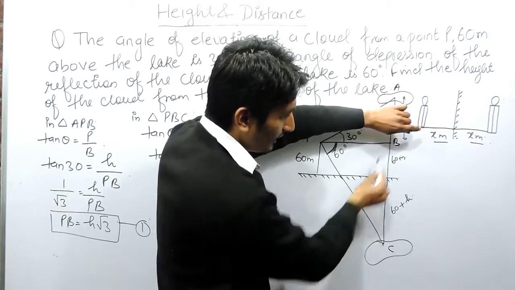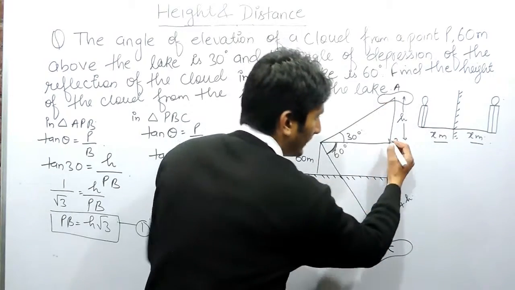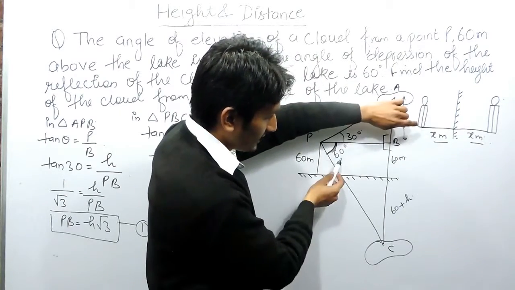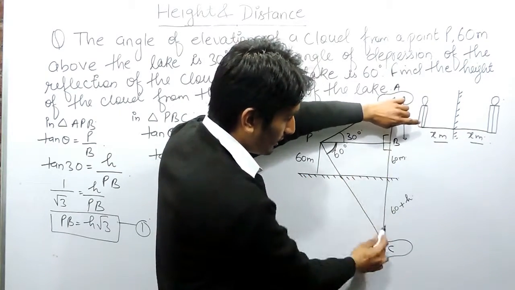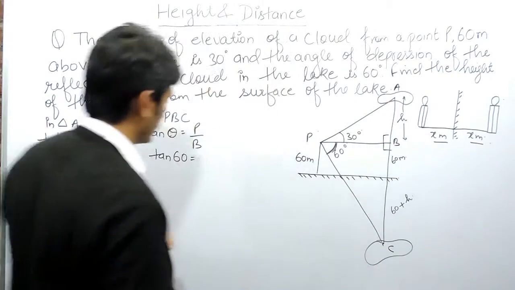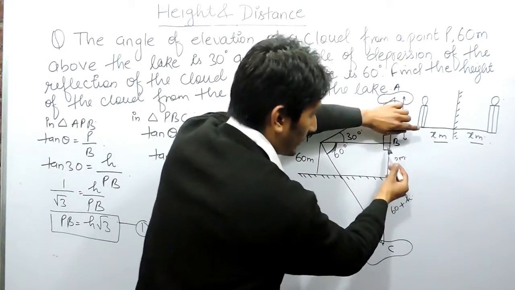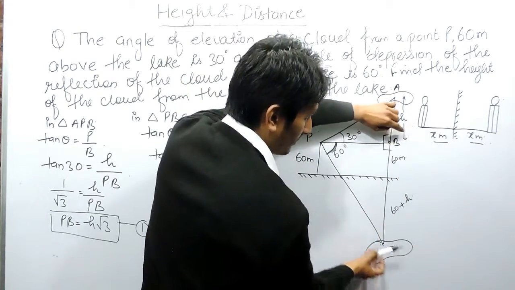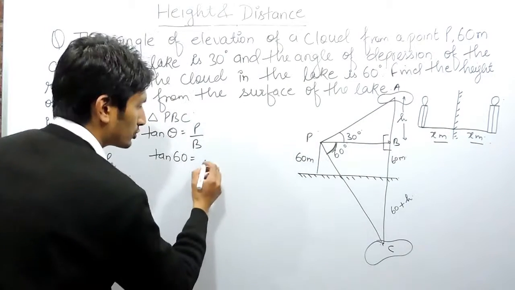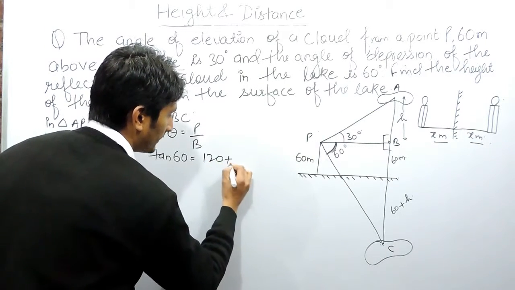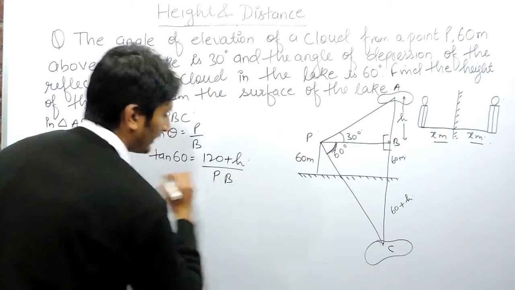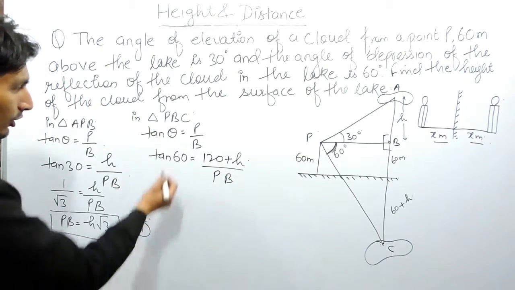So here the value will be of tan 60, and if this is the theta, the side opposite to this will be the perpendicular, because these are the two right angles. So the side opposite to this theta will act as the perpendicular, and this will act as the base. Here our perpendicular is from this point to this point, which is equal to 60 plus h. So that will be equal to 120 plus h upon, again the base will remain as PB.